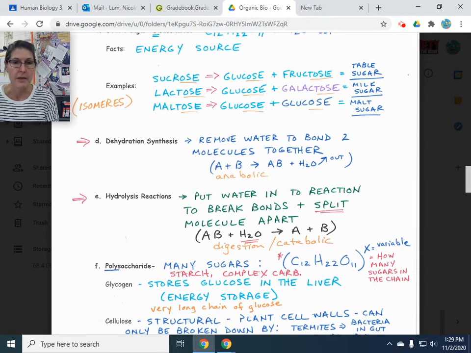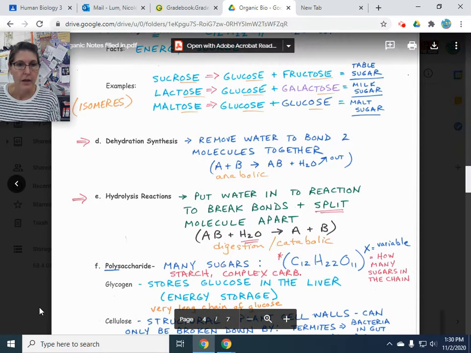So we take AB, large molecule, add water to it, breaks the bond, and now we have smaller molecules A and B. So I can take maltose, add a little water to it, I end up with glucose and glucose. That is basic digestion. It's also a catabolic reaction.